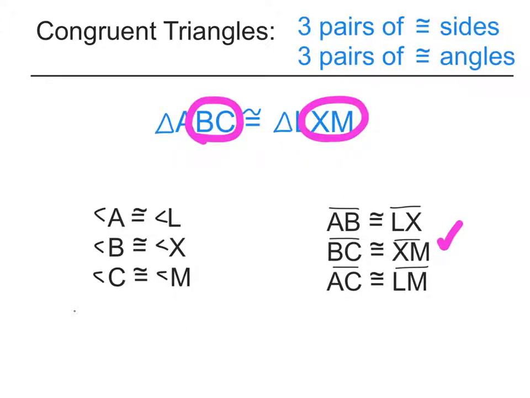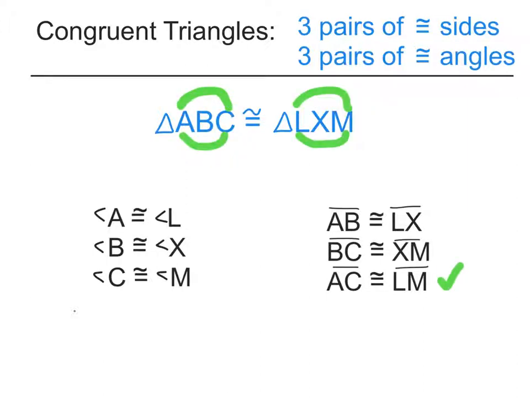Next up, we have the middle letter, third letter, and the middle letter, third letter. So we can see that side BC must be congruent to side XM. Okay, third set of sides. The first letter and the third letter, we have A and we have C. The first letter and the third letter, we have an L and we have an M. So that gets me side AC congruent to side LM.